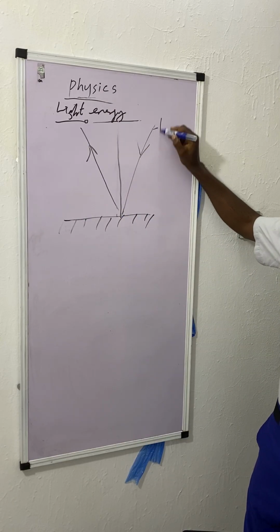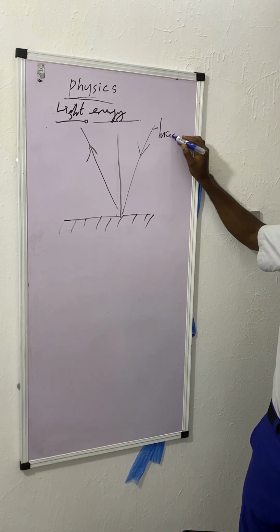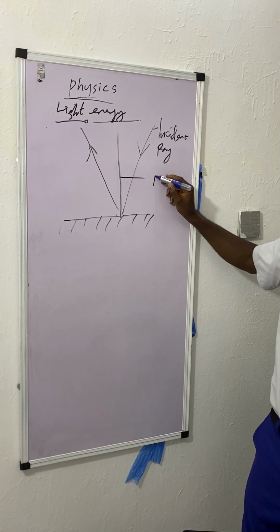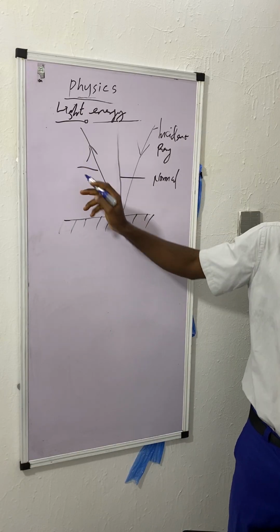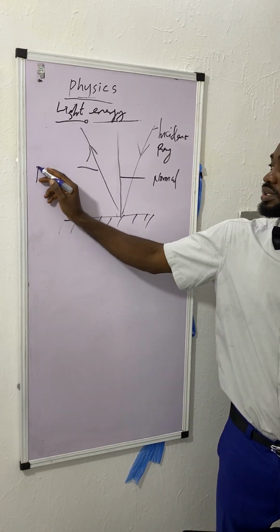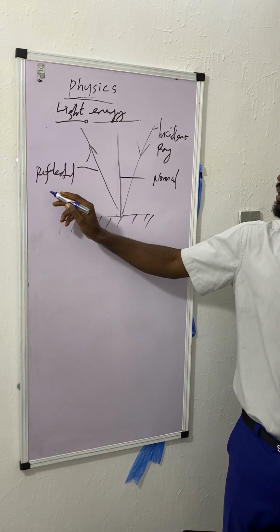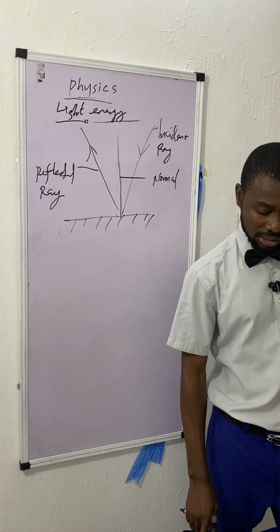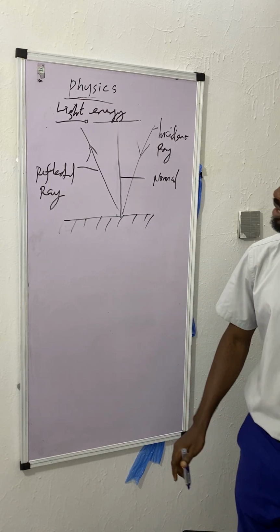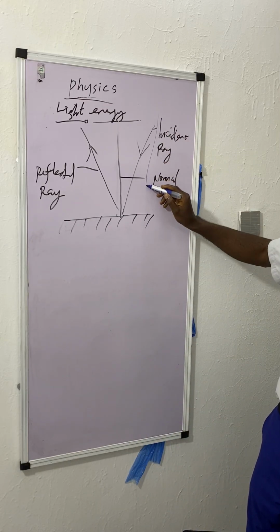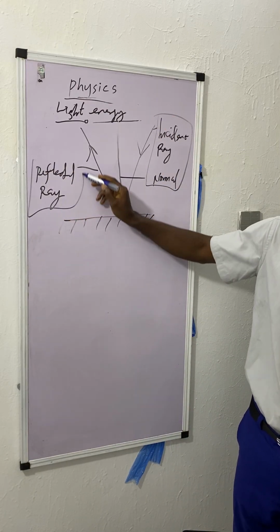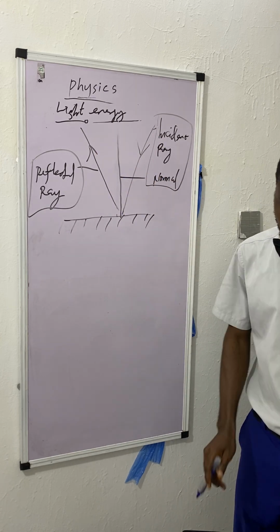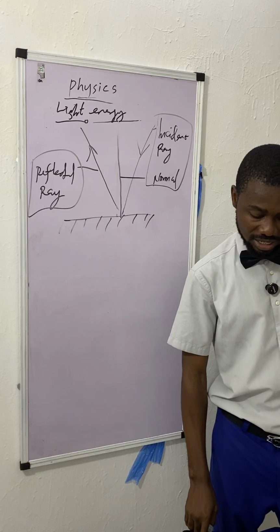Here is known as the incident light, the light that falls on the mirror, the incident ray. Here is the normal. Here is the one that is reflected after it bounces off, the reflected ray of light. The law of reflection states that the angle of incidence is equal to the angle of reflection. So this angle is equal to this angle. It's the same angle, angle 45, angle 45. Both angles are the same.